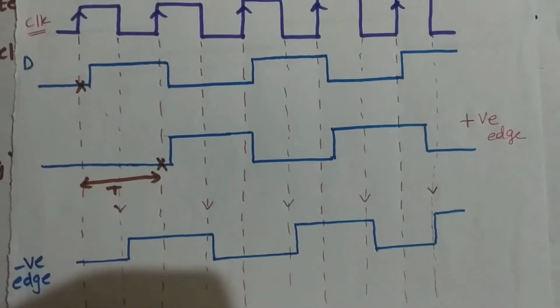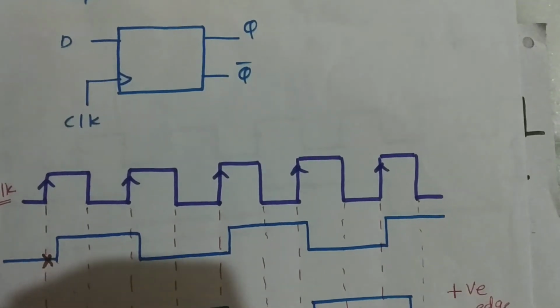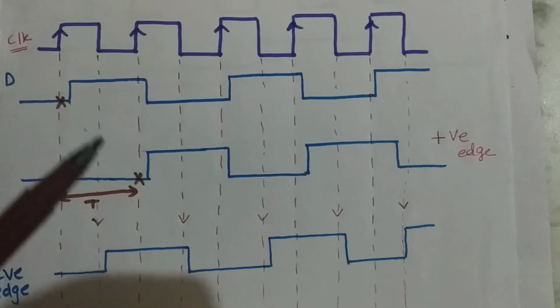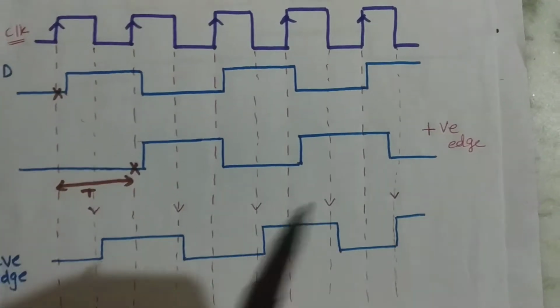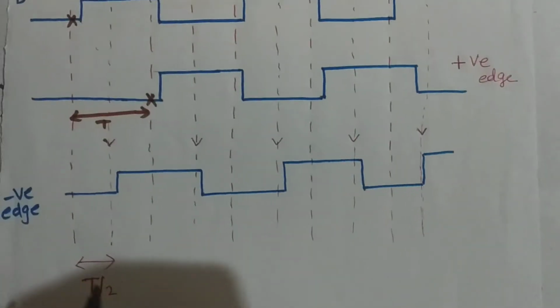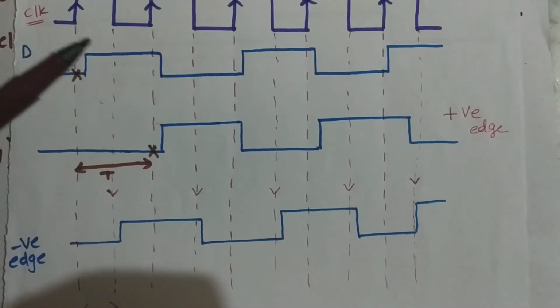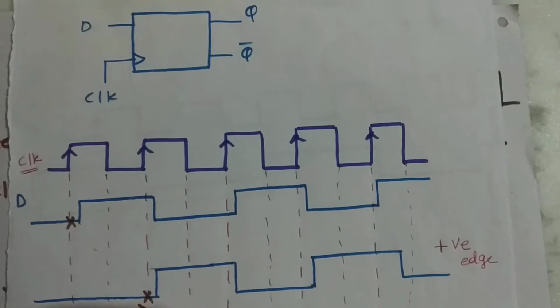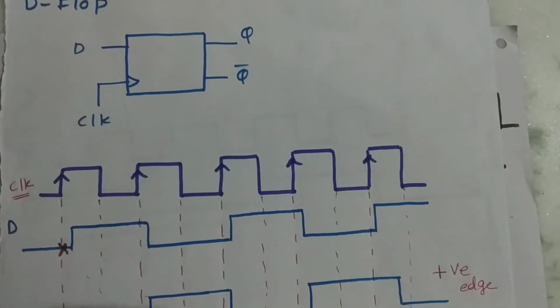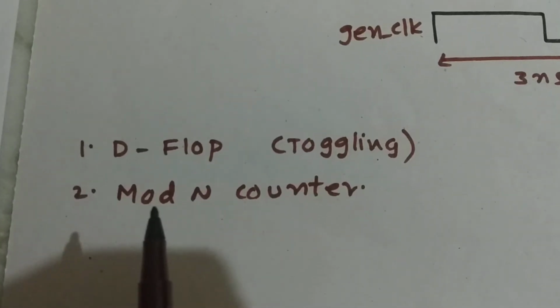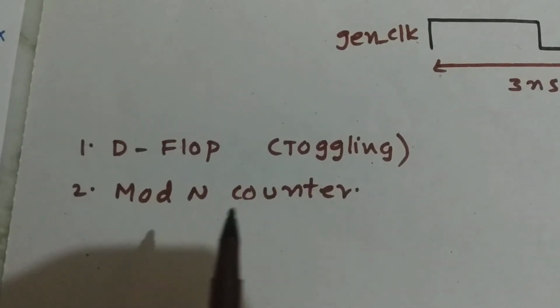Okay, so I hope you understood about the functionality of the D flip-flop and how the waveforms come with the delay of t in the positive edge and with the delay of t by 2 in the negative edge. Please remember this because it's going to be super helpful in clock divided by 3 circuitry design. So now we have one more thing to learn: toggling and mod n counter.